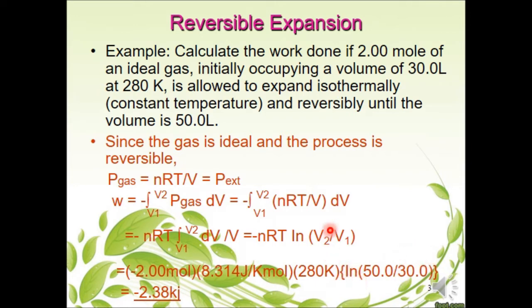So V2, as just mentioned, is the final volume 50, so substitute 50 there. V1 initially is 30 liters, we put it here. Temperature given is 280 Kelvin. R is the gas constant because it's an ideal gas, so it's 8.314 joule per Kelvin mole. And it's 2 mole of ideal gas, so we put it in the formula, and we get negative 2.38 kilojoule.